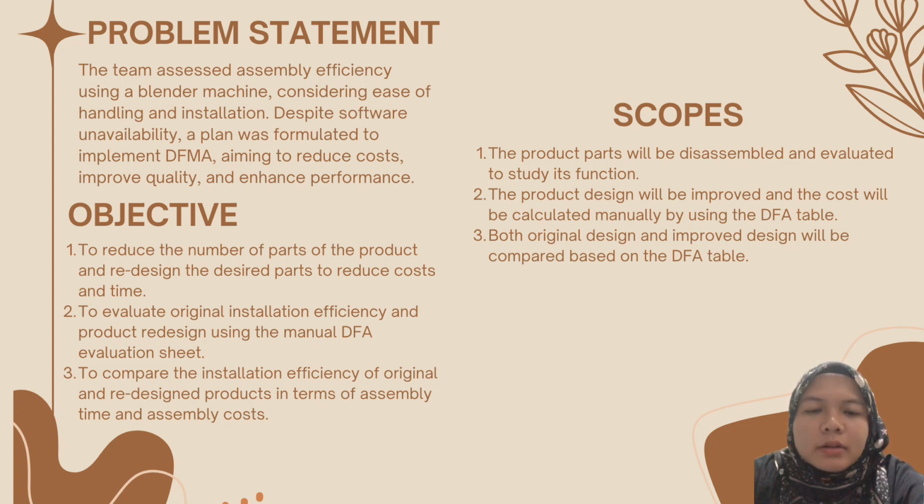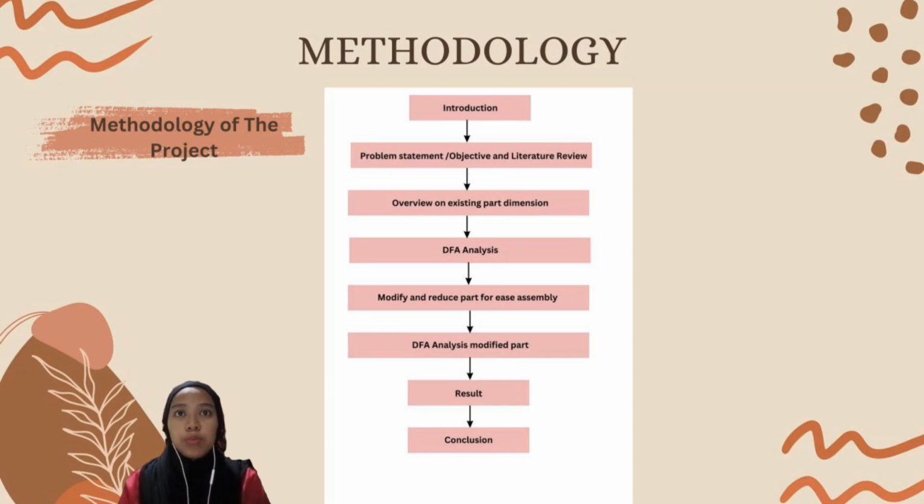and assembly cost. So the scope included the product parts will be disassembled and evaluated to study their function. The product design will be improved and the cost will be calculated manually by using the DFA table. And both original design and improved design will be compared based on the DFA table. Okay, now I will proceed to the methodology.